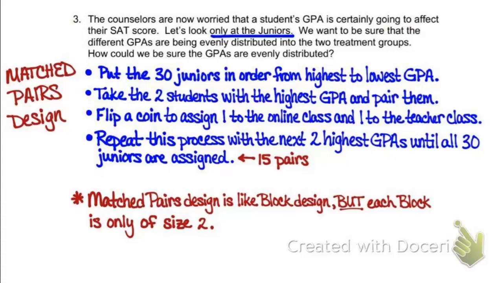Matched pairs design is a lot like block design, but each of my blocks is only of size 2. So I have my highest 2 GPAs and I randomly assign between those. And then I have my next 2 highest GPAs and I randomly assign between those. And then my next 2 highest and I randomly assign on and on and on until every single student has been assigned to one of the two groups.